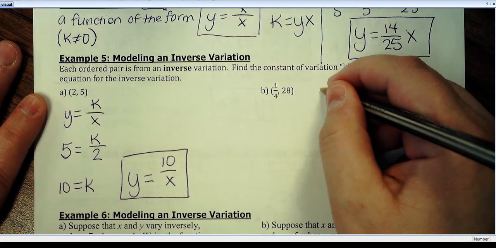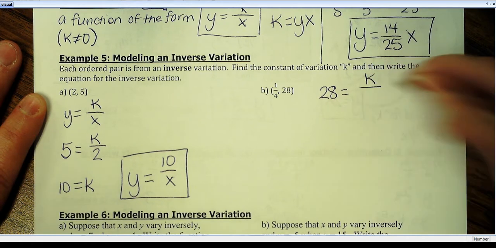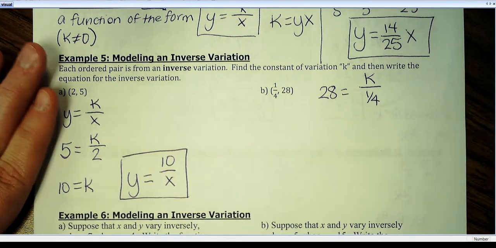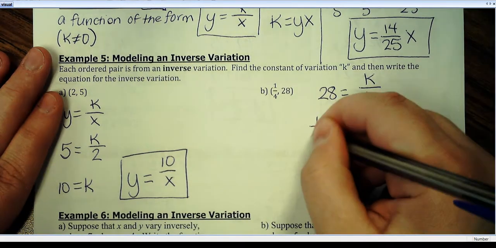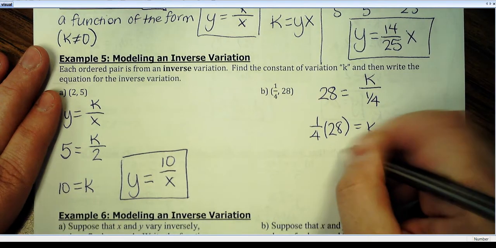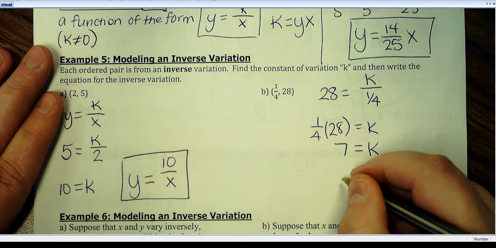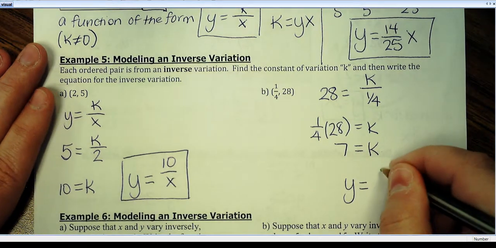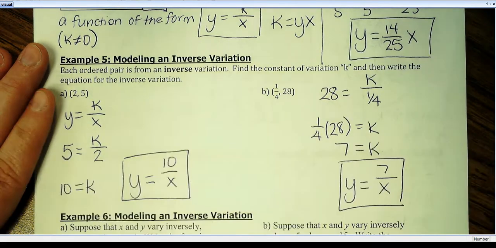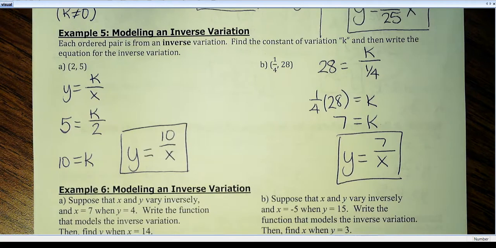Same thing here. The inverse variation, 28 is the y-coordinate, is k over x. X is a fourth here, so to get that out of the denominator, we're going to multiply both sides by a fourth. So that's going to tell us our constant of variation here is 7, a fourth of 28. So my inverse relationship formula would be y equals 7 over x. Both of these would show how to find the equation of an inverse variation.